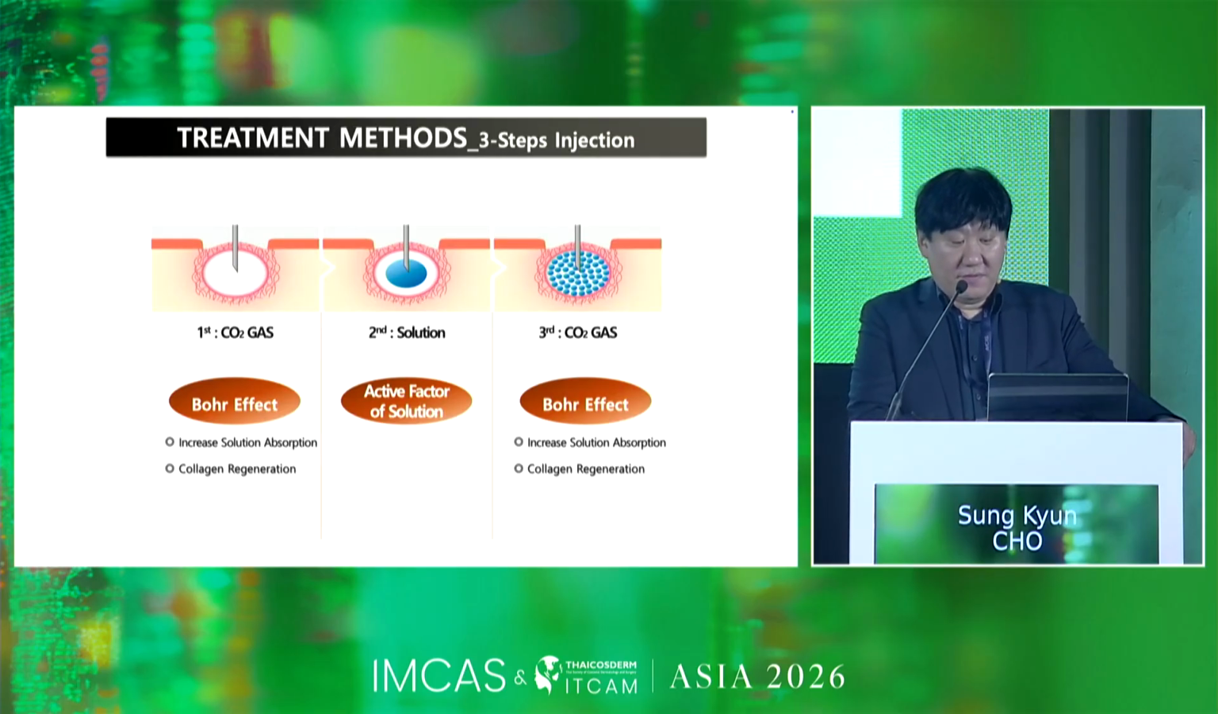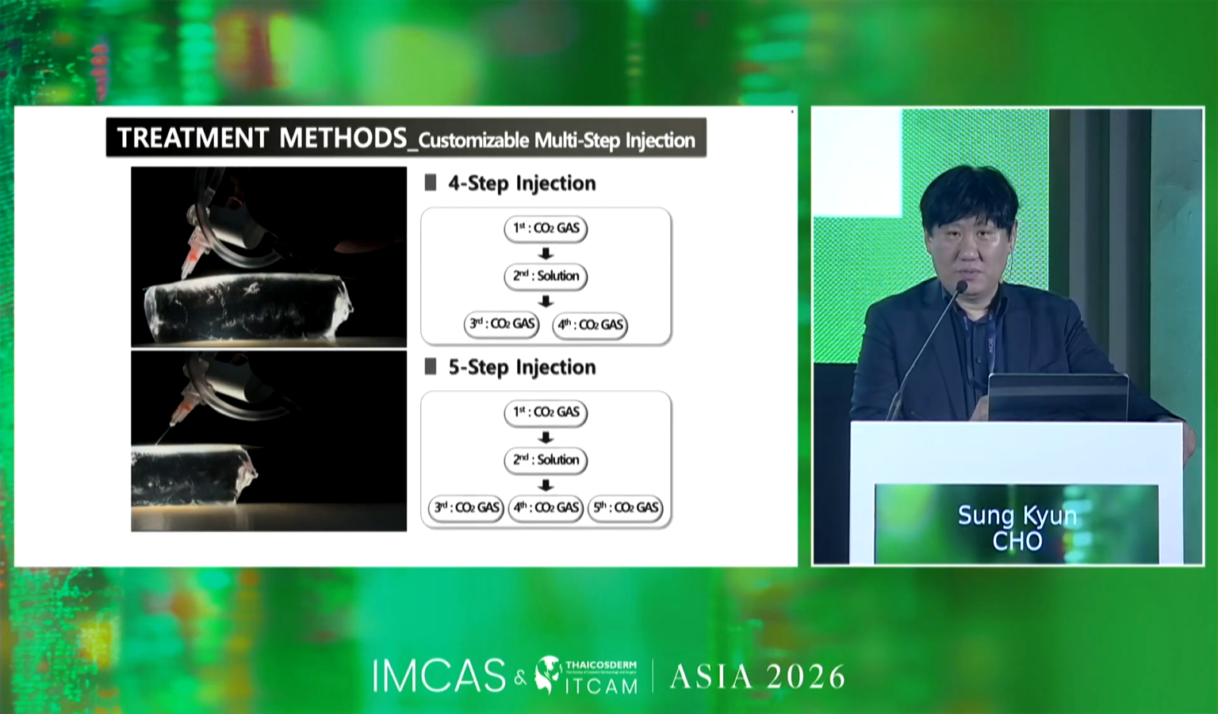So again, we can emphasize that the Bohr effect will help with the CO2 gas. And the solution comes in, and another Bohr effect distributes the gas and allows for collagen regeneration. So this is very important. Once you become accustomed to this machine, you could actually customize it.